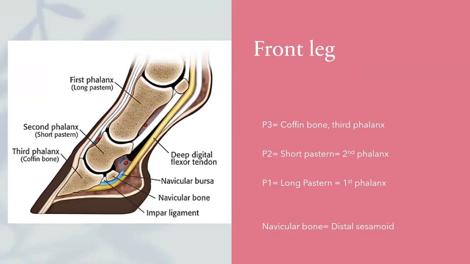All right, so moving up, then we're going to get to our second phalanx or phalange, or our short pastern. All right, so part of that bone is going to be encapsulated in that hoof capsule, and part of it's going to be above. Those two bones, P2 and P3, create a joint. Who can tell me the name of that joint?